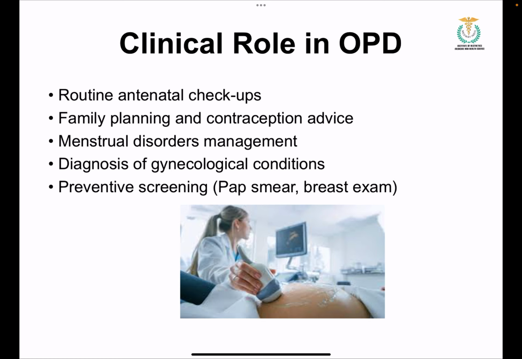The last one is preventive screening. As I mentioned in the previous slide, pap smears for cervical cancer, breast examination for lumps, and advice on HPV vaccination. So this is the clinical role of an OBGYN in the OPD. OPD is where we can prevent complications before they reach the emergency level.